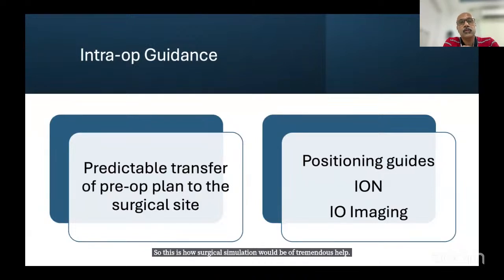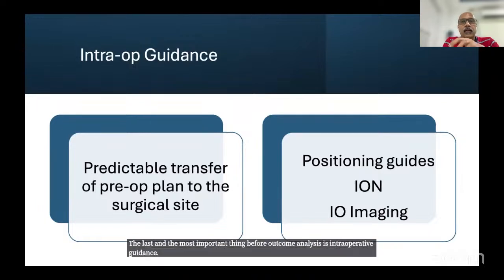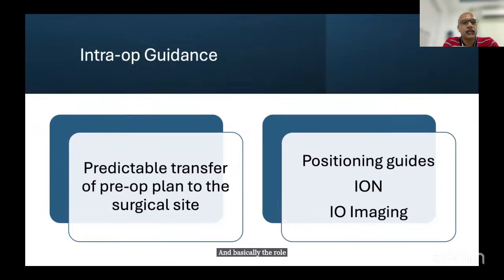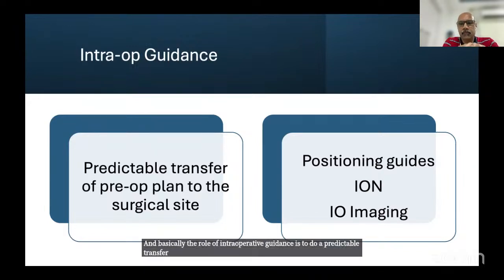The last and the most important thing before outcome analysis is intraoperative guidance. Basically, the role of intraoperative guidance is to do a predictable transfer from the planning platform into the surgical site, wherein we can perform the surgery with predictability and expect good outcomes.